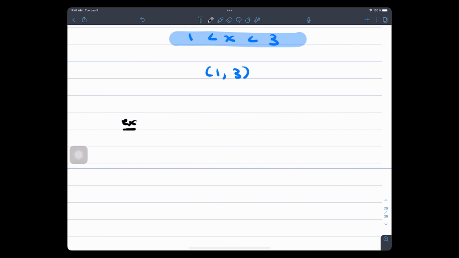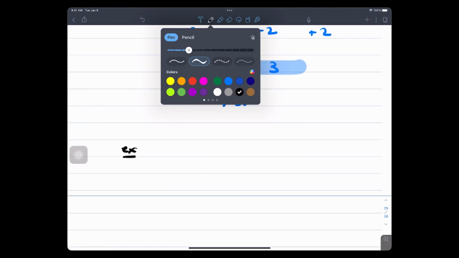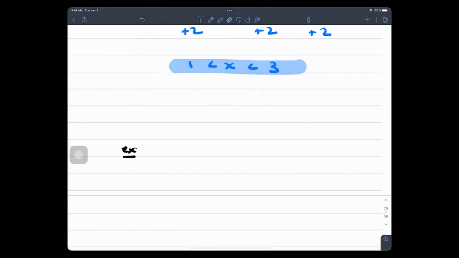Okay, so then you're done. There's your interval of convergence. It's going to be from what? 1 to 3. That's the interval.